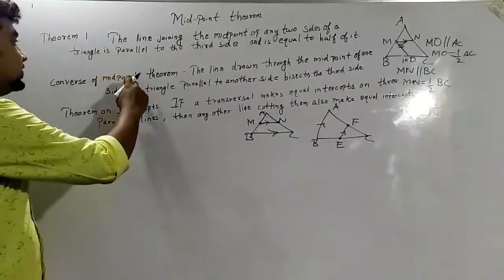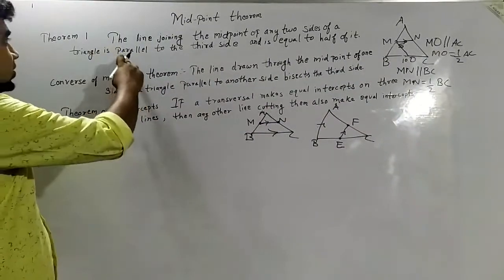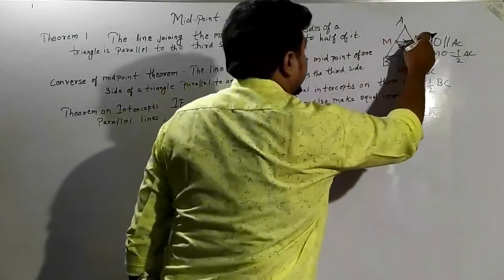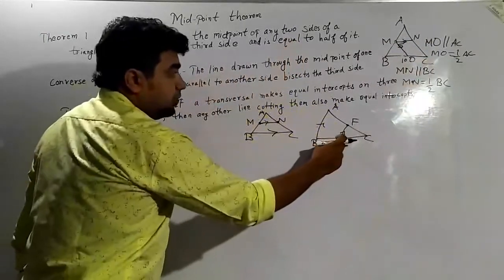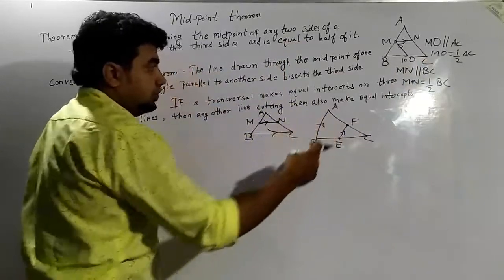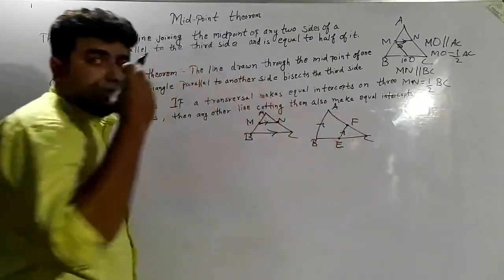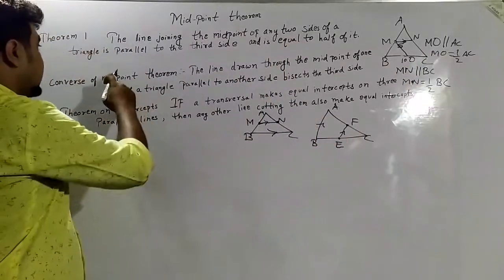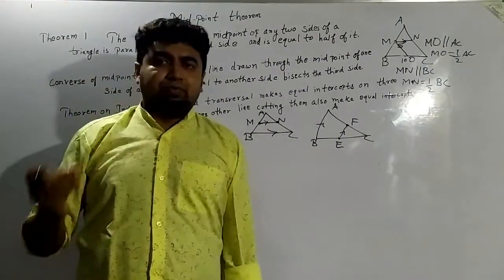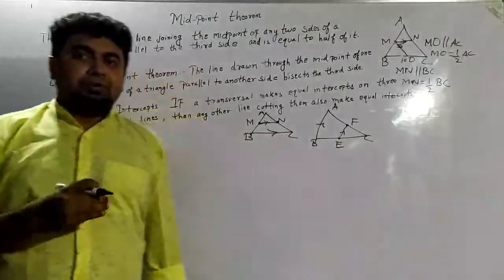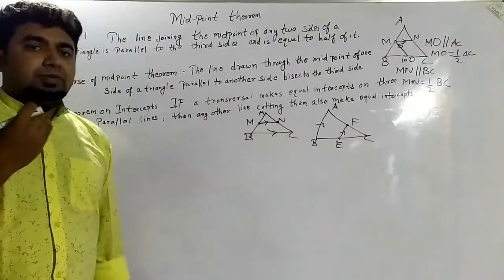So this is the converse. In the midpoint theorem, these were given as midpoints and this we have proven. Now E is given as midpoint and these lines are parallel, which means we have proven that F is now becoming a midpoint. This is known as converse. Whatever thing is given will become proof and the proof part will become given. That is the meaning of converse.